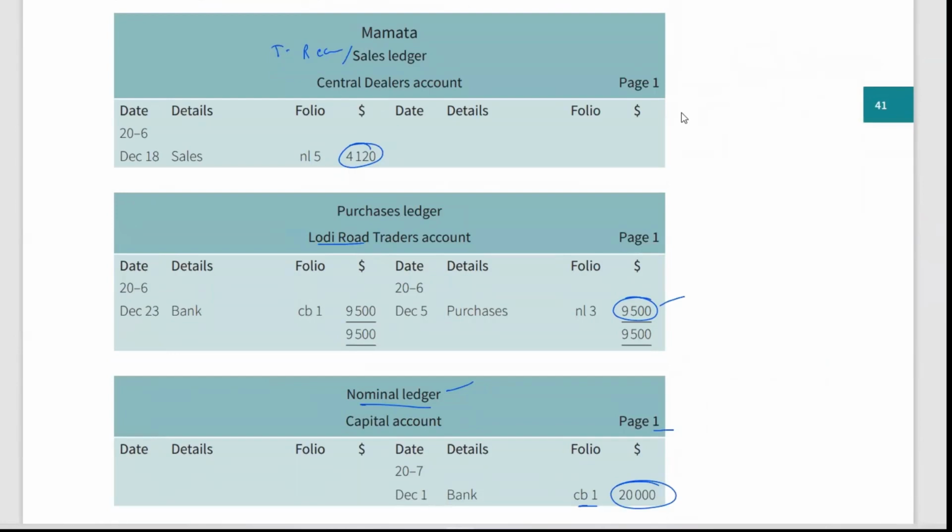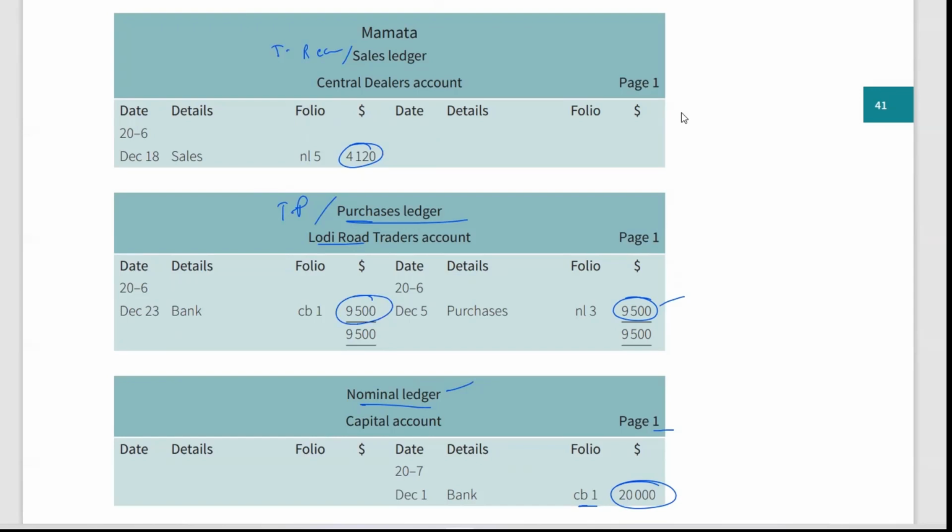We owe them 9,500. And so we're now paying this liability. You see, purchase ledger is trade payables ledger, right? Trade payables ledger, Lodi Road Traders, these are our suppliers, our payables, our liability. Now, when you pay your liability, what's going to happen? Your bank will be credited and your liability account will be debited to show that the liability is going down. When liability goes down, it's debited, right?